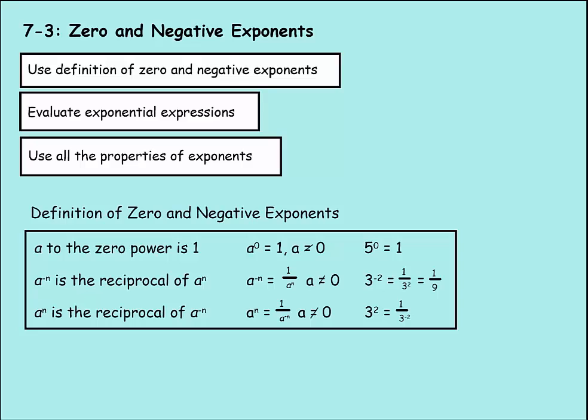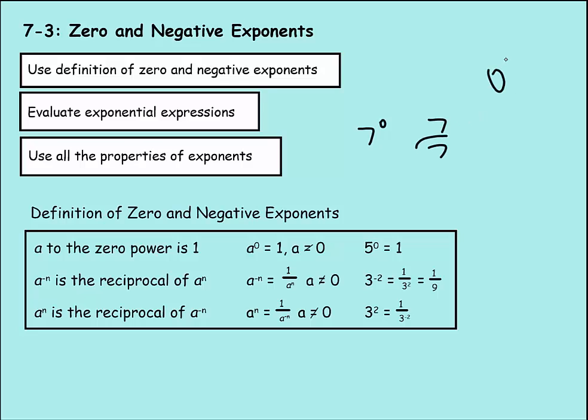First, let's go through the definition of 0 and negative exponents, or the rules that they follow. We have a, which could be any number, to the 0 power is 1, as long as a isn't 0. And the reason behind that is taking something to the 0 power is actually like dividing something by itself. So 7 to the 0 power, for example, is like 7 divided by 7, which equals 1.